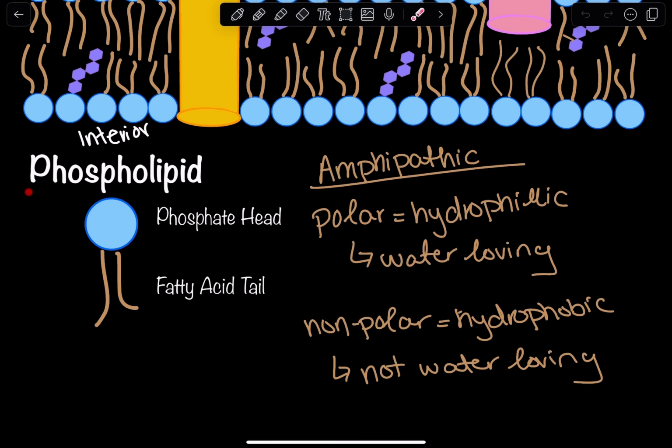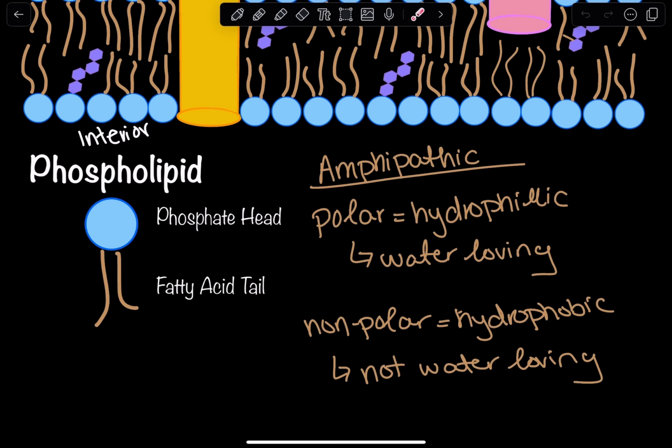Now, once again, a phospholipid is a structure, and the two components that make up a phospholipid are the phosphate head and the fatty acid tail. So the phospholipid essentially has components that are both polar and nonpolar, because the phosphate head is polar, fatty acid tail is nonpolar. Since the phospholipid has both polar and nonpolar regions, overall it is referred to as amphipathic. Amphipathic means that the structure is both polar and nonpolar. So the phospholipid is amphipathic, so it is polar and nonpolar.